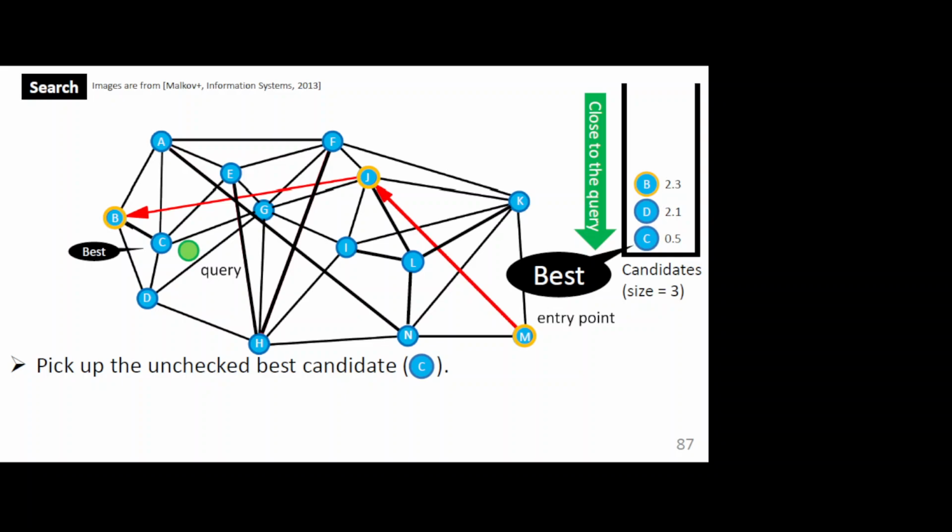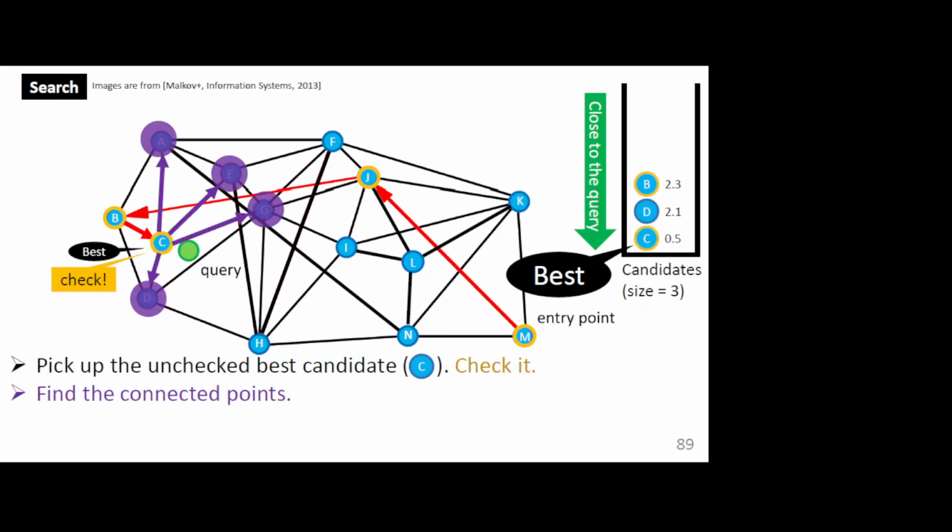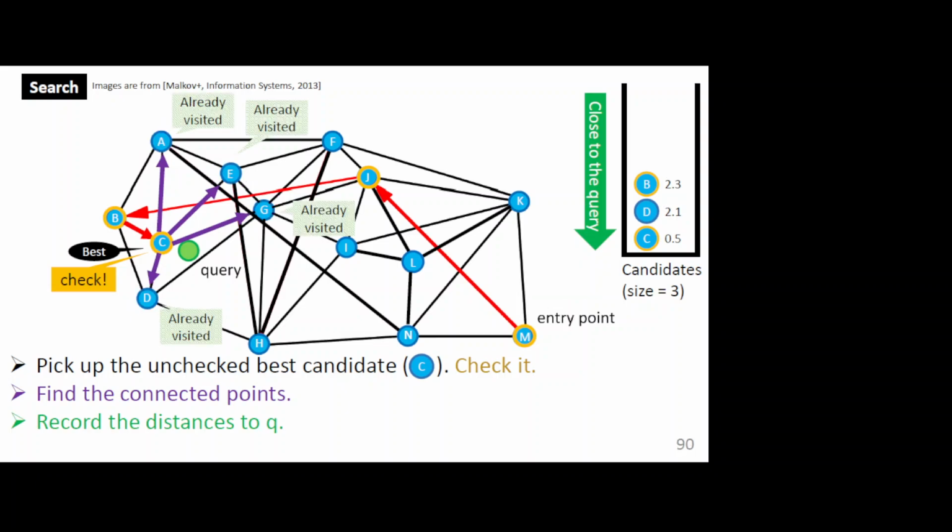We are almost finished, and now your best. Always check your best in your queue. Okay, now C, we check it, and we find some of them, and which ones. Because some points are already visited or checked, we can skip the distance calculation.